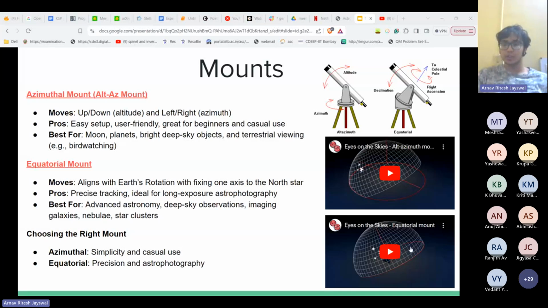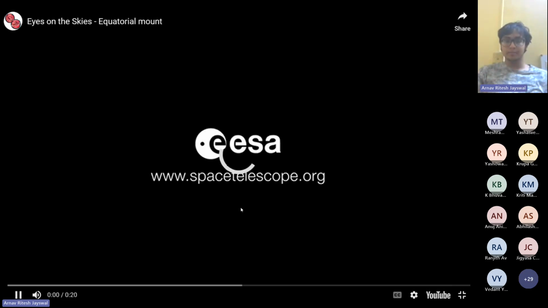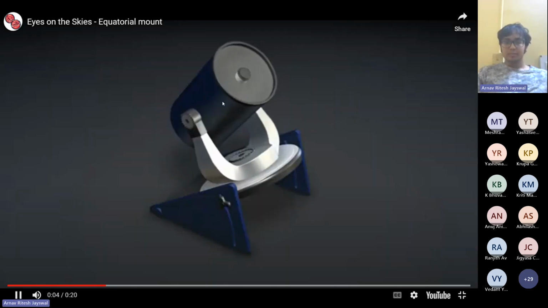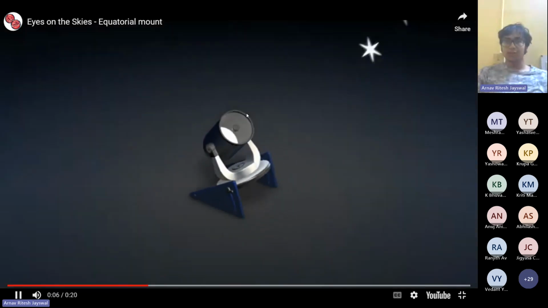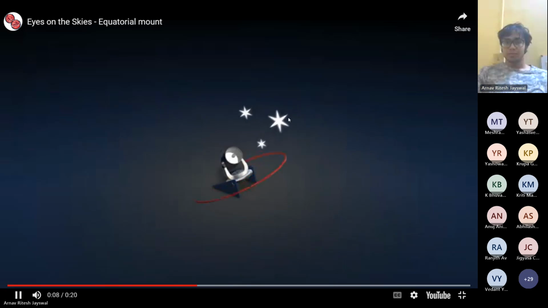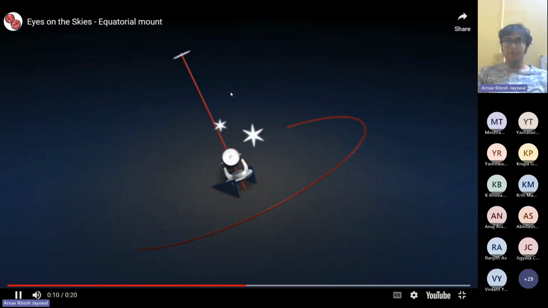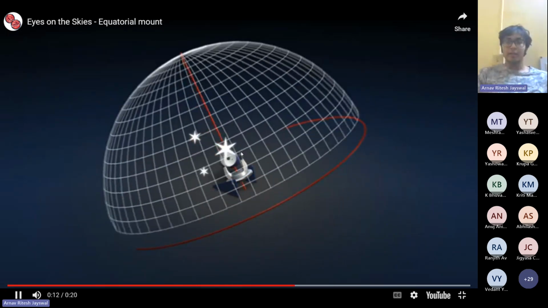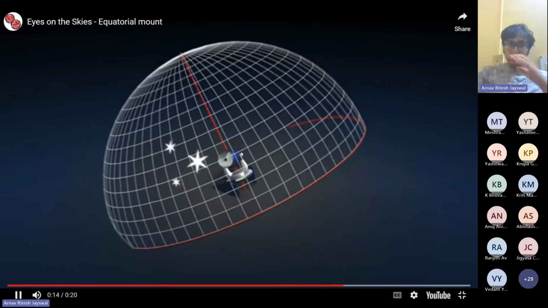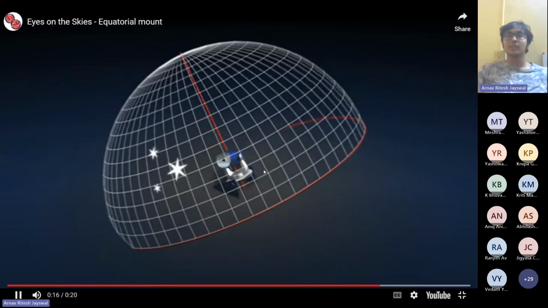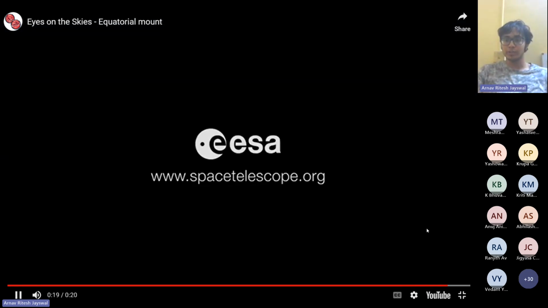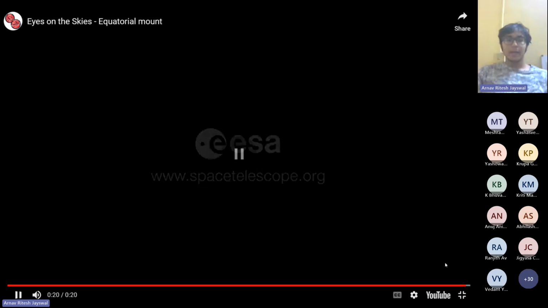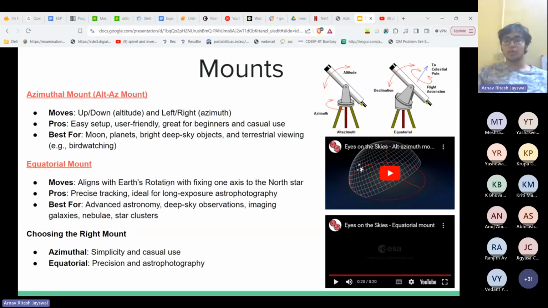So you can see this in this visualization here. Yeah, so you have one axis which is fixed to the North Star, and then from the other axis you can just move so that the stars you're trying to observe are under constant observation. So this is how an equatorial mount works.